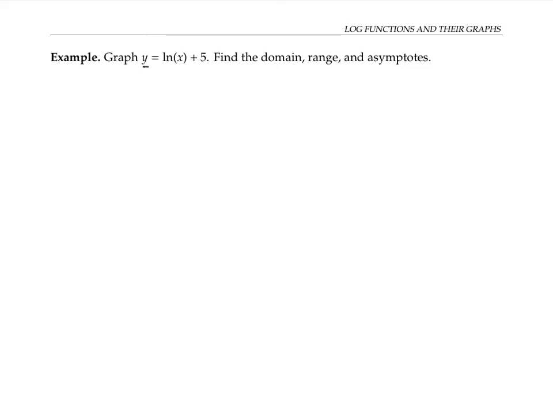Here we have the graph of natural log of x plus 5. And again, I'm just going to draw a rough graph. If I did want to do a more accurate graph, I probably would want to plot some points. But I know that roughly a log graph, if it was just like y equals ln of x, would look something like this, and it would go through the point (1, 0), with a vertical asymptote along the y-axis.